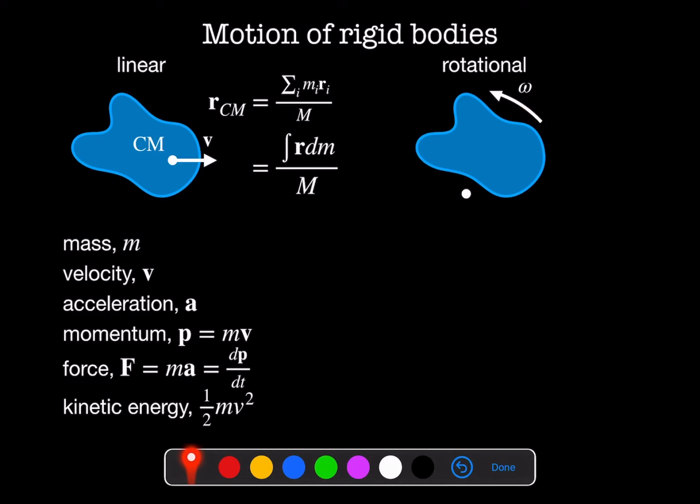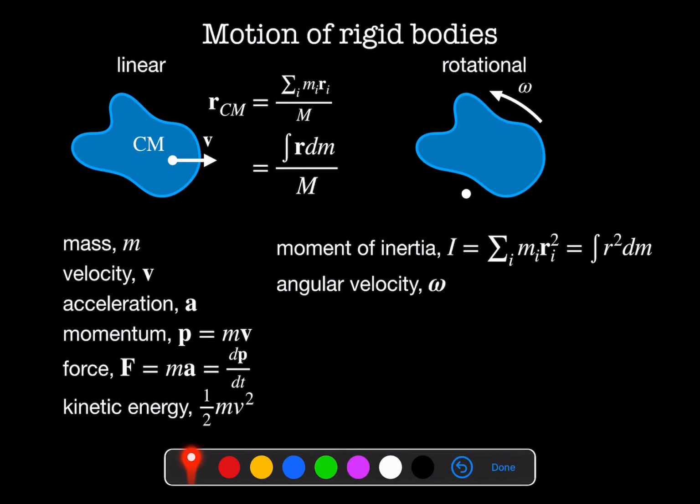All of the quantities for linear motion have rotational analogs. These are moment of inertia, which is the sum over i of m_i r_i squared, or equivalently the integral of r squared dm. It's the analog of mass. Instead of velocity, we have angular velocity given by the vector omega, whose magnitude is given by the rate of rotation, and it's oriented along the axis of rotation with sign given by the right-hand rule.